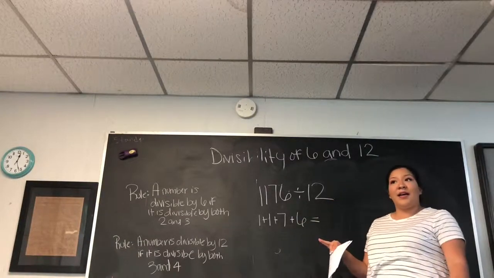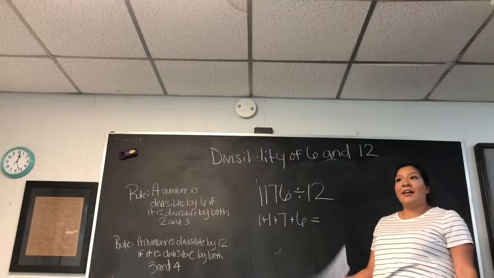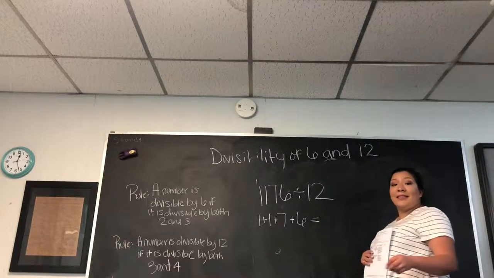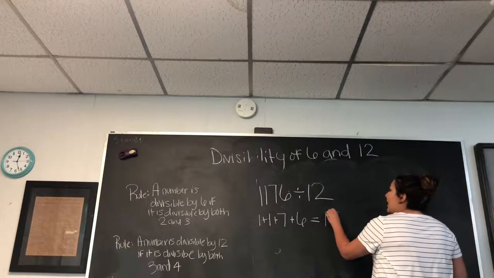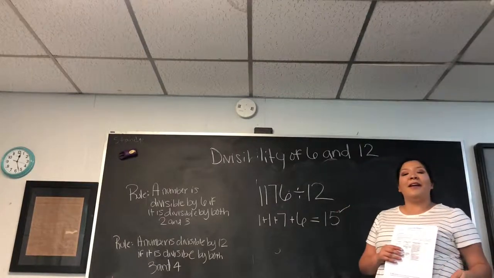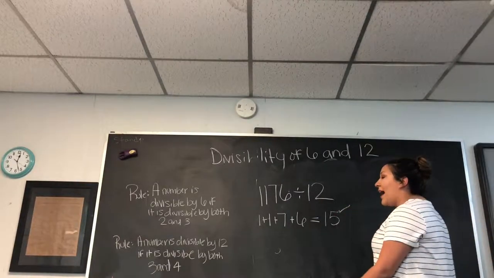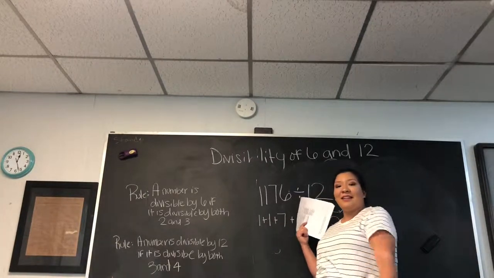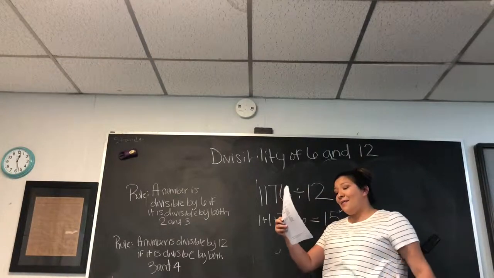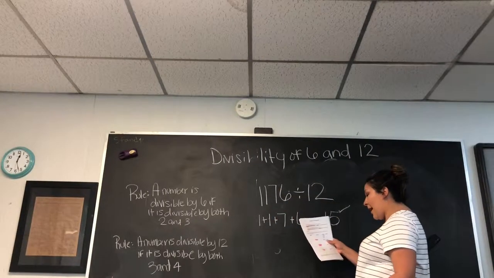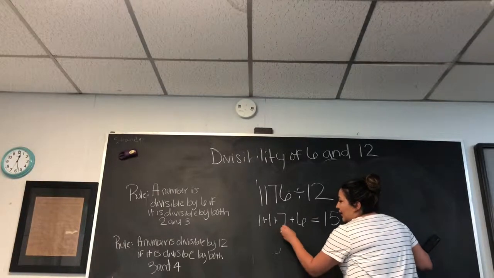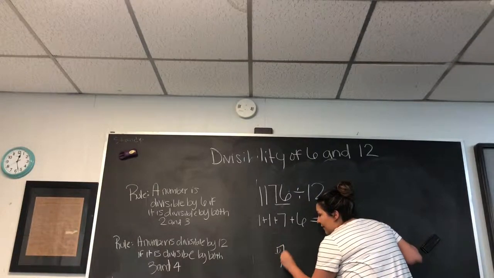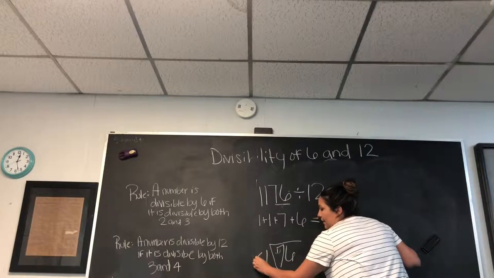1 plus 1 gives us 2. Good. 2 plus 7 gives us 9. Awesome. And 9 plus 6 gives us 15. Yes. Is 15 divisible by 3? Yes, it is. Okay. The next step is, who can tell me? Yes, Naomi? Yes, ma'am. Checking if it is divisible by 4. And how do we do that? We go ahead and take the last two numbers and check if they're divisible by 4. So 76 divided by 4.